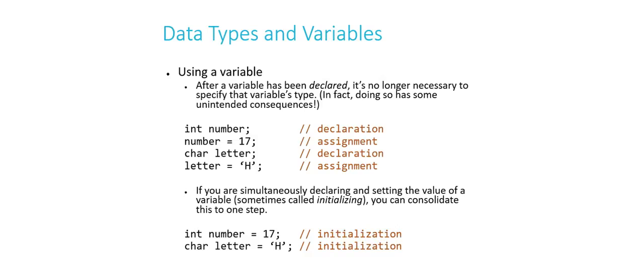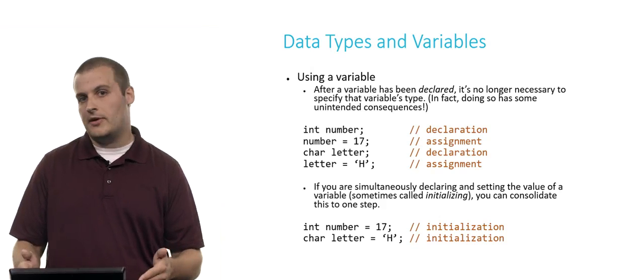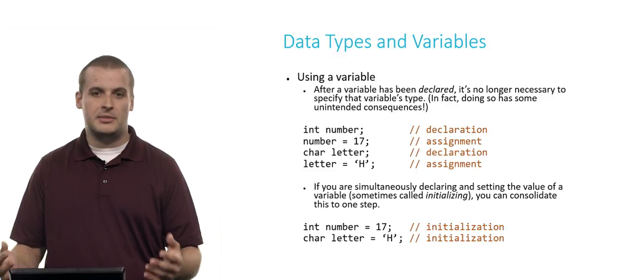We can repeat the process again with letter, char letter, semicolon. That's a declaration. Letter equals capital H. That's an assignment. Pretty straightforward too. Now, this process might seem kind of silly. Why are we doing this in 2 lines of code? Is there a better way to do it? In fact, there is. Sometimes you might see this called initialization. It's when you declare a variable and assign it a value at the same time.